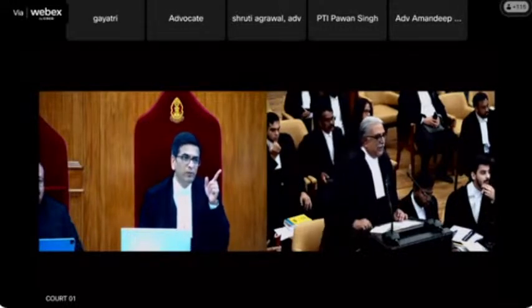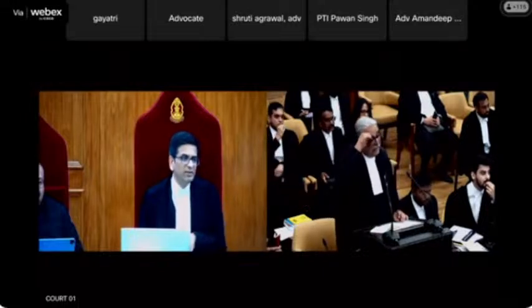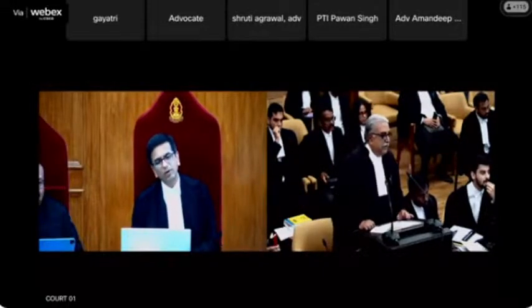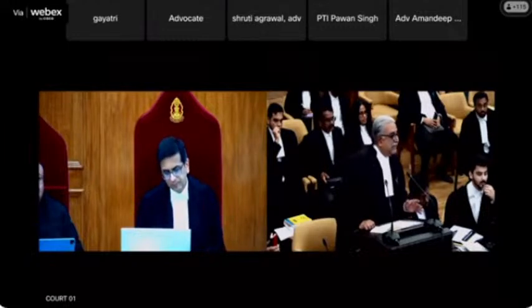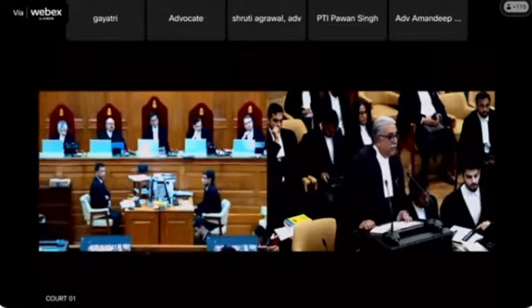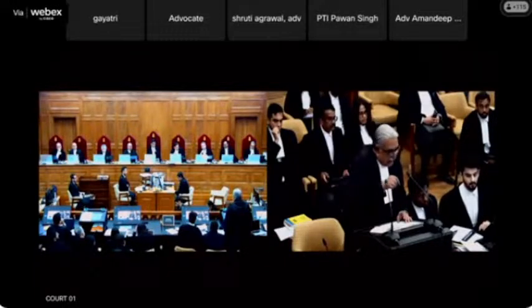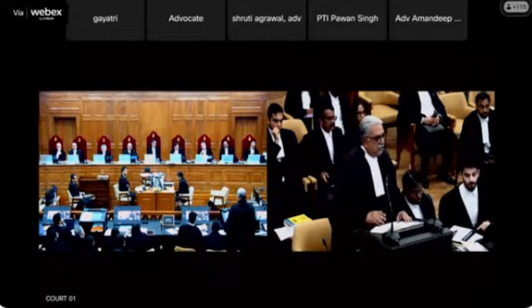Then entry 52, once it specifically falls in entry 8, then a declaration under 52 will not really affect. That's the point. It's a question of lack of legislative competence on the part of the Parliament, my lord, under entry 52 to touch any subject which is comprehensively covered by entry 8 of list 2, my lord.